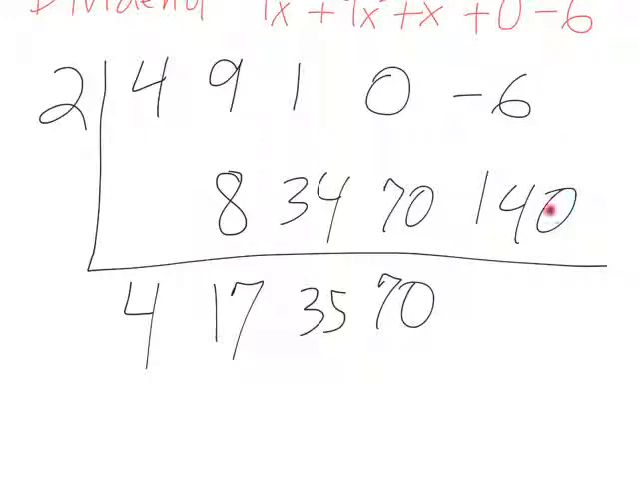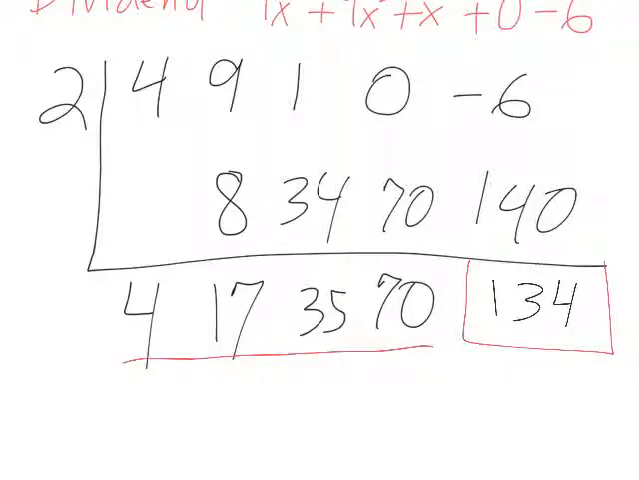Okay, so one last step. We do minus 6, or negative 6, plus 140. Opposite signs, we subtract, take the sign of the larger. That's 134 that we'll get from that. That term is the remainder. The rest of these terms are the coefficients of our quotient. Okay, what that means is we will put the x's back in to get the polynomial that's the quotient here.